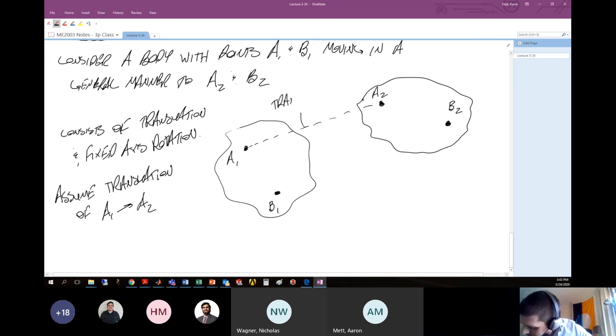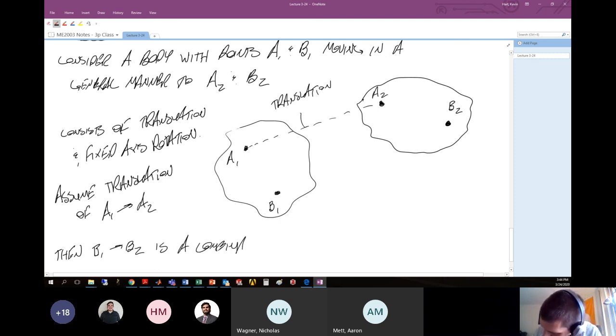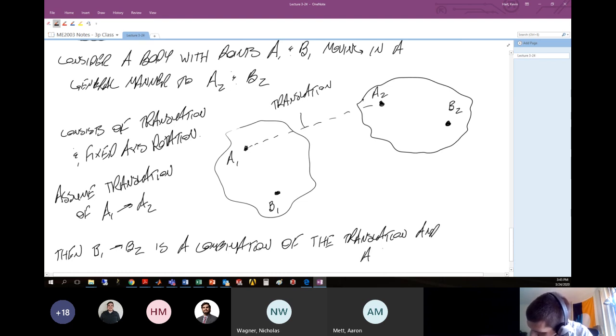So here's translation. All right, so I'm assuming that I've translated my body from its position at A1, B1 to some other location, like A2. If I translate my object from its position A1, B1 over to that location A2, I can think about what would happen for point B1 if it translated along that exact same path. So if we assume translation of A1 to A2, then B1 to B2 is a combination of the translation and a fixed axis rotation.